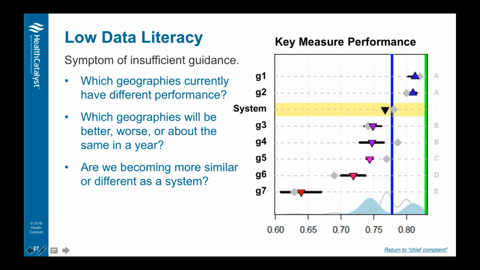The last thing that you might notice is that we have these gray diamonds out here. And what the gray diamonds are telling us is not what our current performance is, which is represented by the triangles. The gray diamonds are using an automated forecasting or projection technique by the computer to forecast, if history is a guide and we consider the complete history of these geographies, where do we expect them to be a year from now?